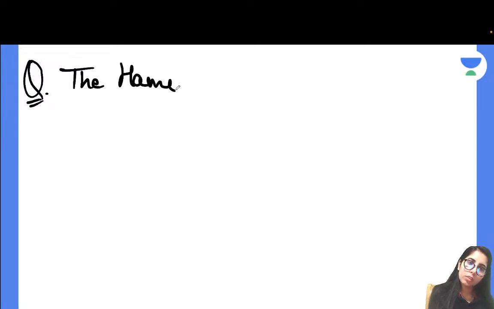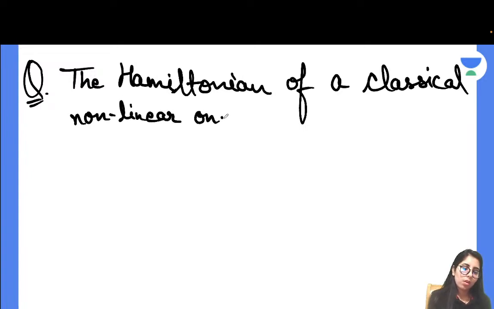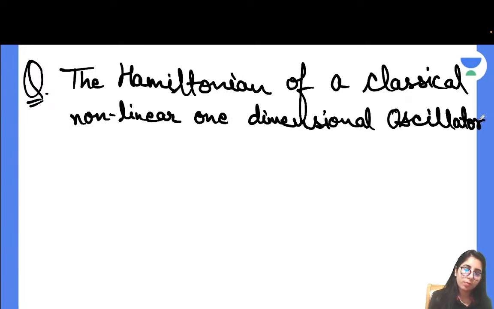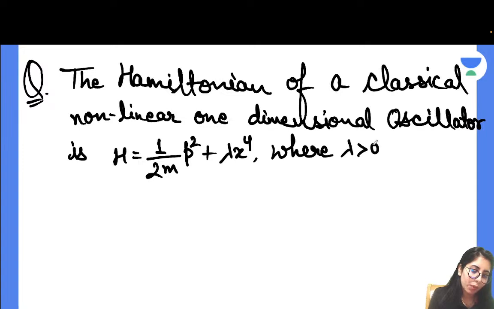The Hamiltonian of a classical nonlinear one-dimensional oscillator is H is equal to 1 over 2m p square plus lambda x to the power 4, where lambda is greater than 0 is a constant.